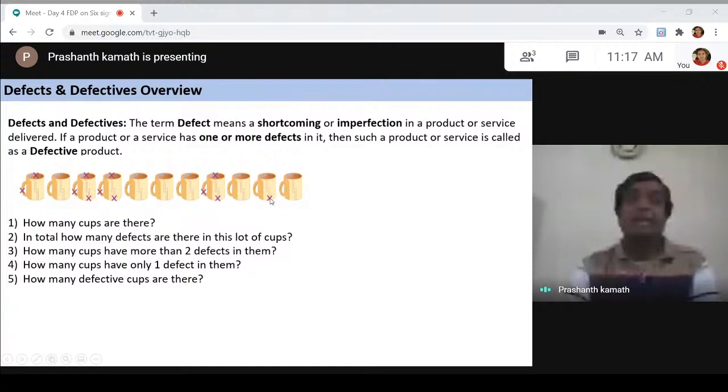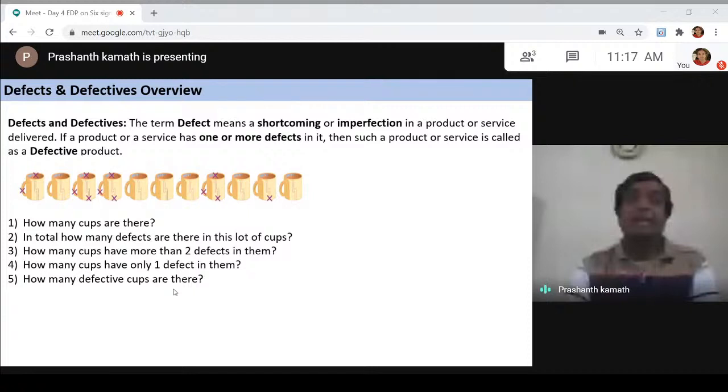So if you count such damaged cups, you will get 1, 2, 3, 4, and 5. So to answer this question, how many defective cups are there? 5 cups are defective, or 5 cups are the ones which are damaged because something or the other is wrong with them. So out of 11 cups, 5 are the defective cups. So this is the foundation of understanding defects versus defectives.